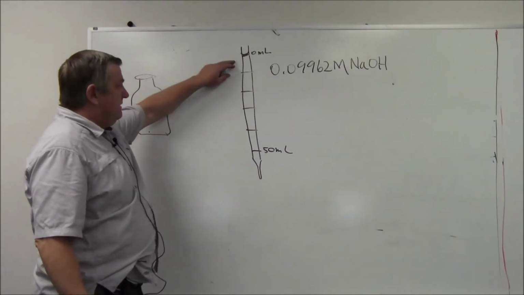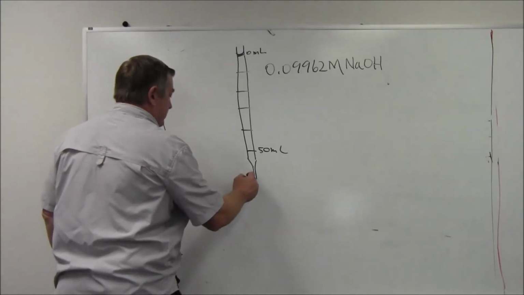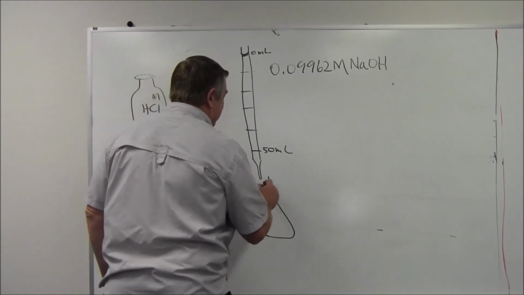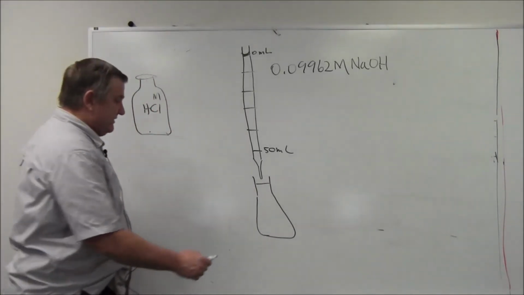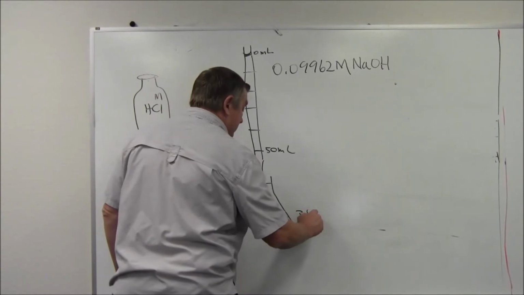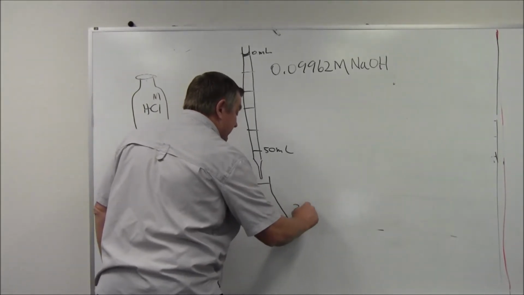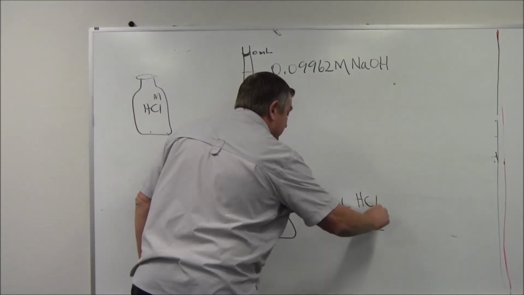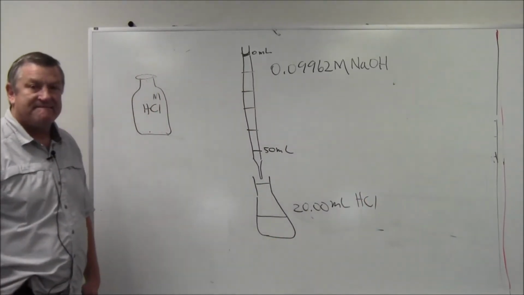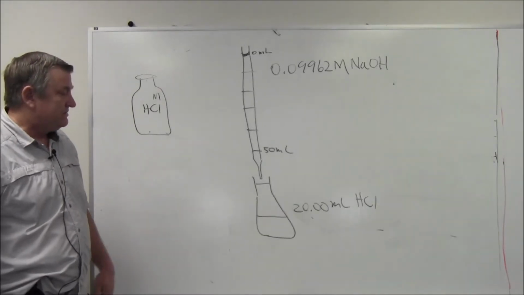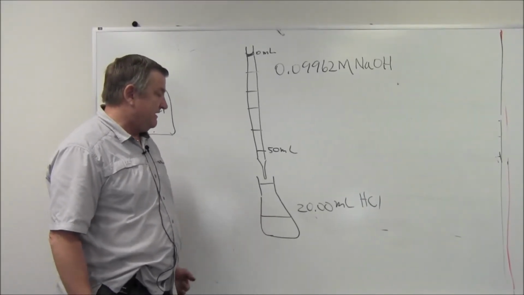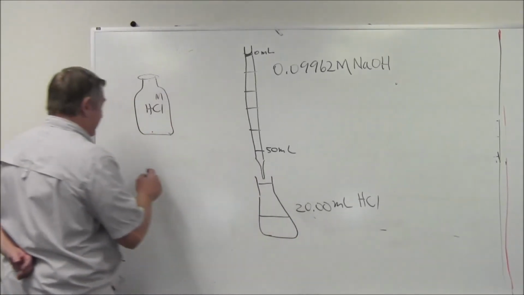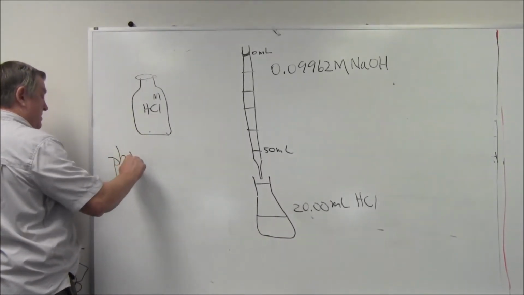Okay. And then our unknown, where we want to determine the concentration, we're going to put in an Erlenmeyer flask. So here we're going to put 20 milliliters, exactly 20 milliliters of our unknown HCl solution in this Erlenmeyer flask. Okay, exactly 20 mils. So this is our unknown molarity. And we're going to put in a pH indicator called phenolphthalein.